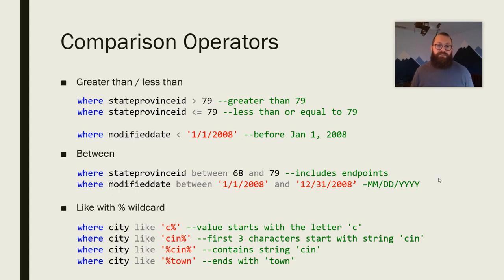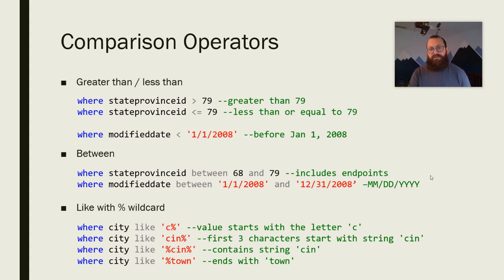Then there's the between keyword or operator. For example, in the first one where we're looking at numeric data, where state province ID between 68 and 79 is telling SQL, go to the table, look for the field state province ID, and only return or use records that have a value between 68 and 79 for that field, and that includes those values.